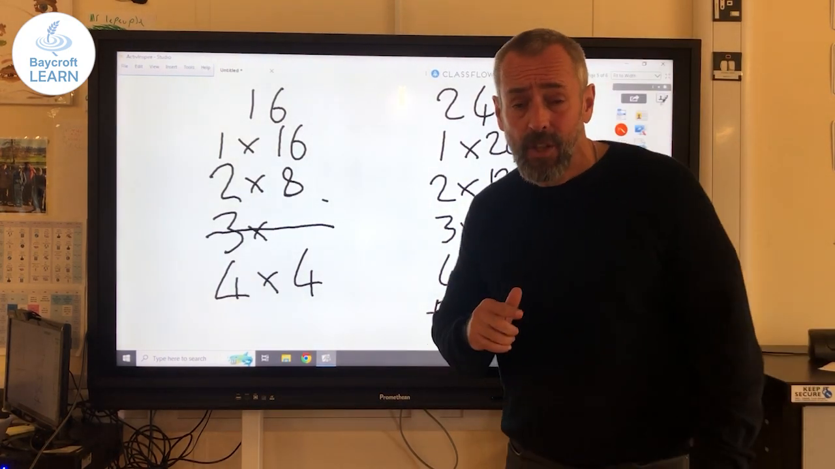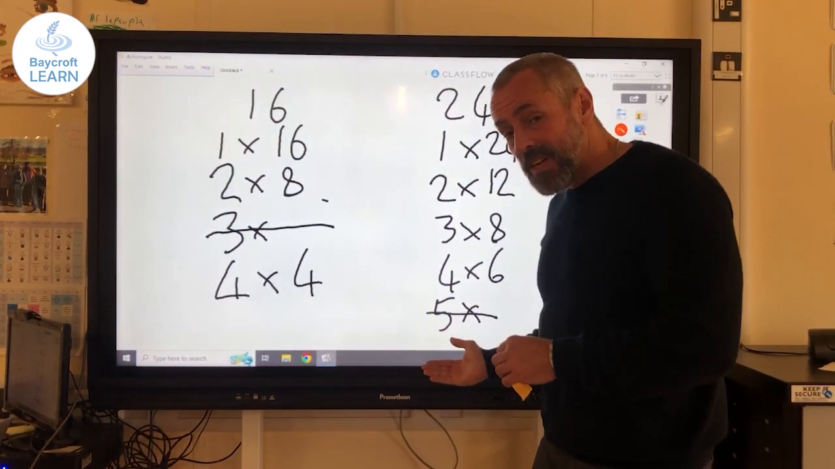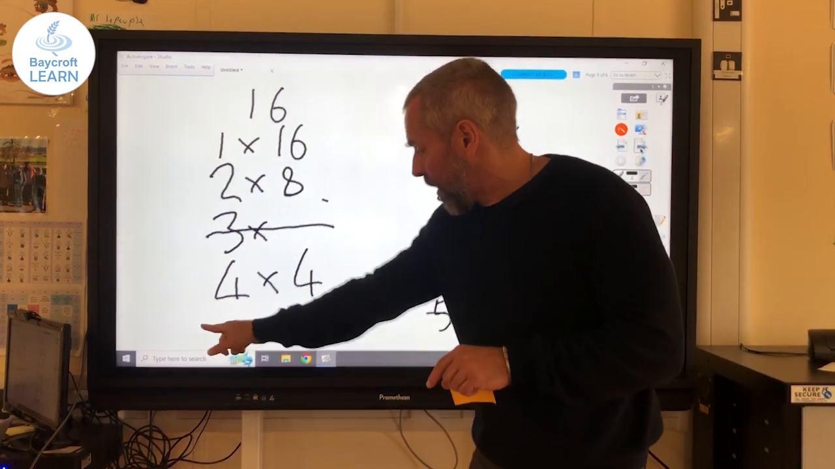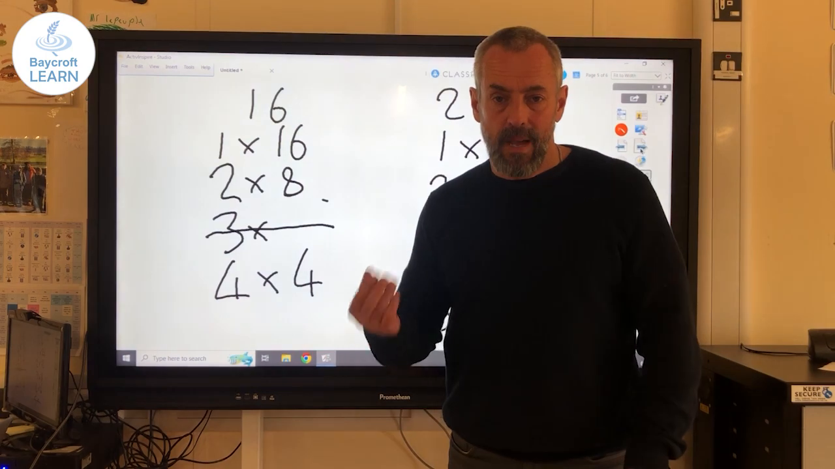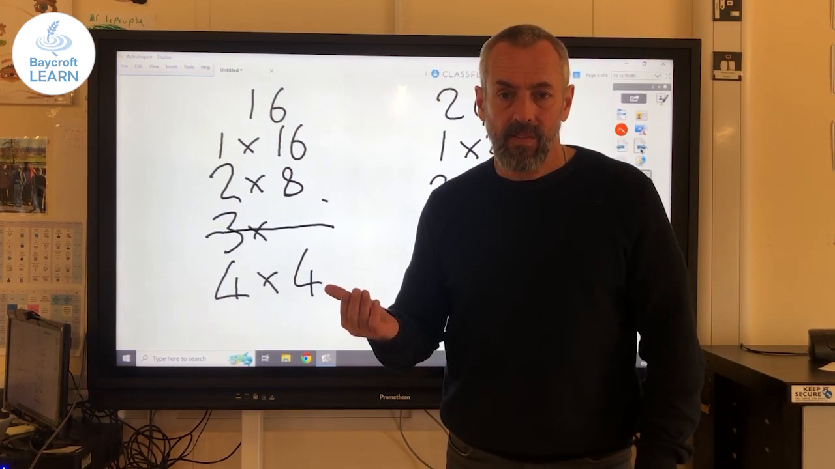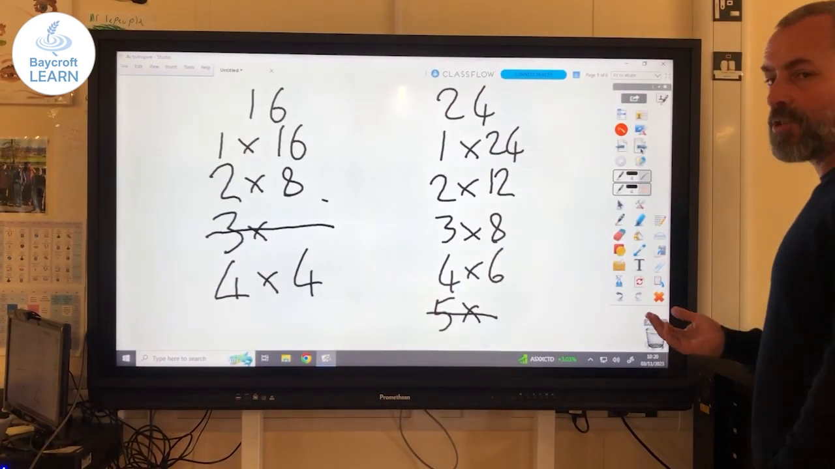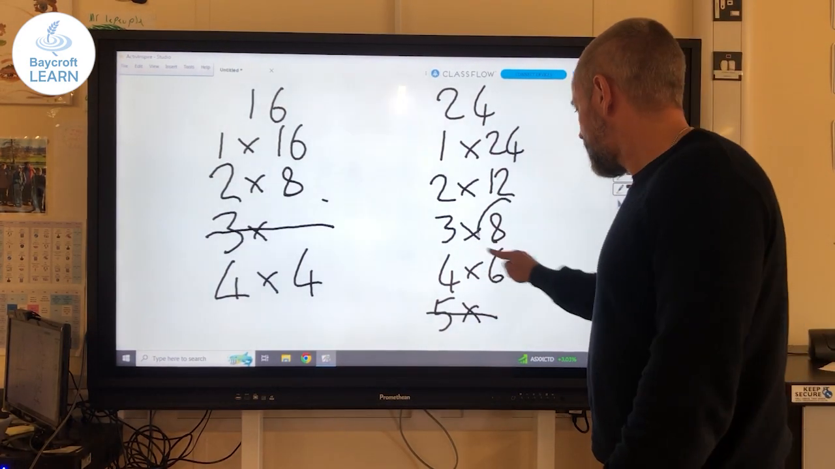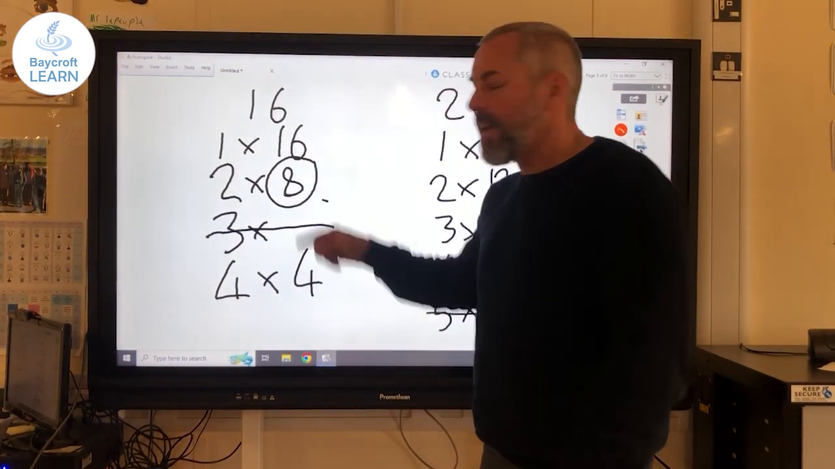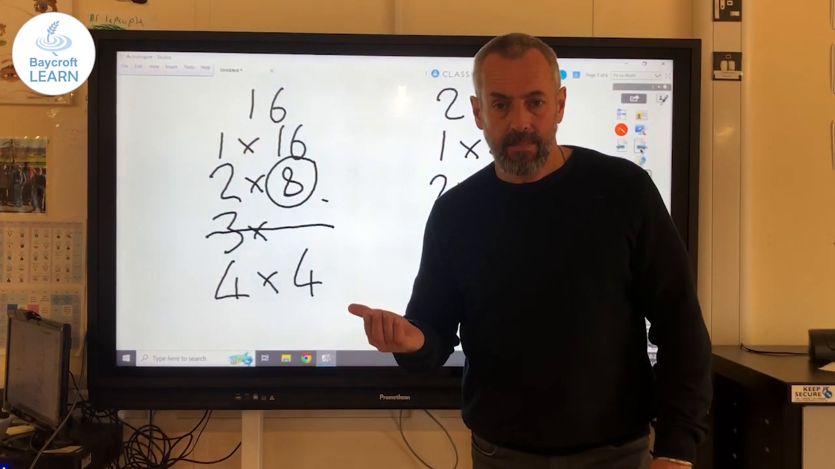What we now need to do, and unfortunately I haven't left myself room here, but what I would suggest you do is write all of the numbers out at the bottom and then find the biggest number that appears in both lists. In this particular instance, Mr. Mitchell, what can we see? I would say an 8. An 8. I would agree. So that is our highest common factor.